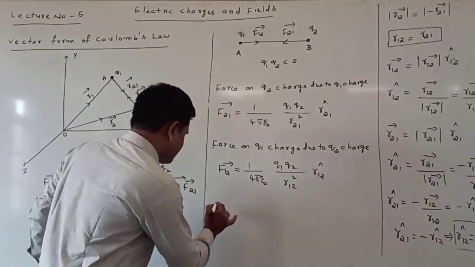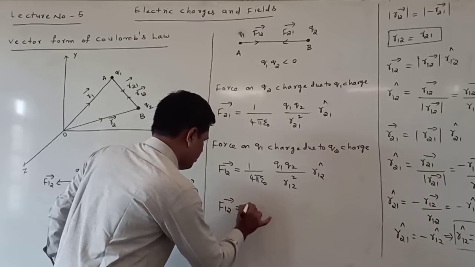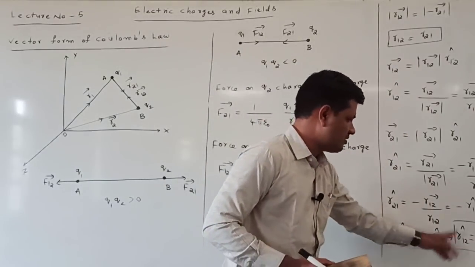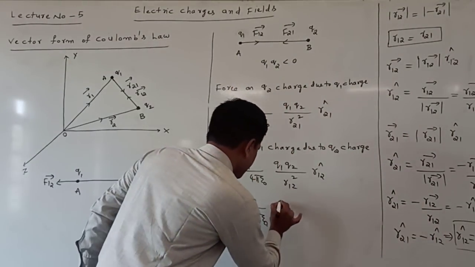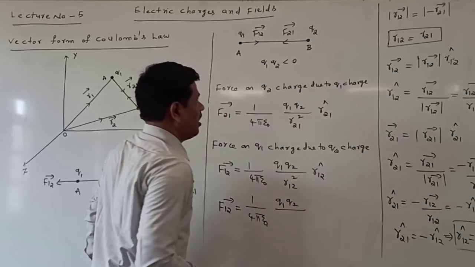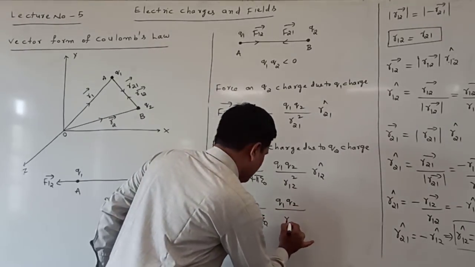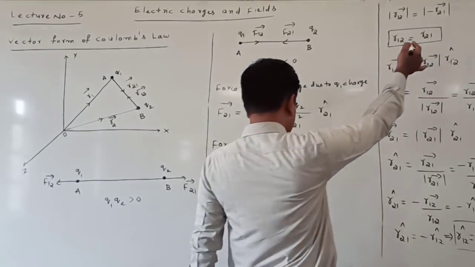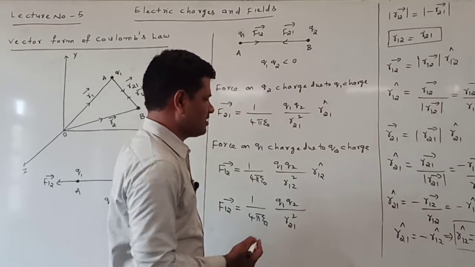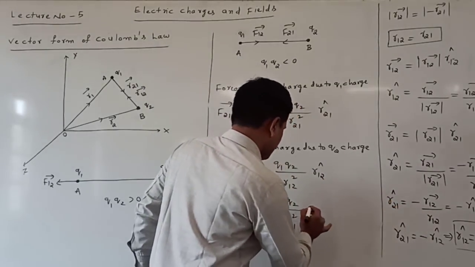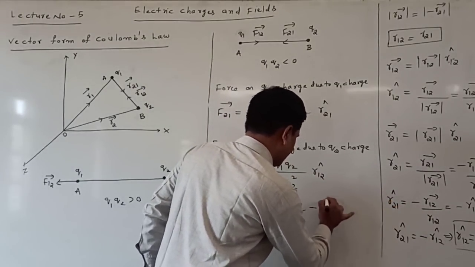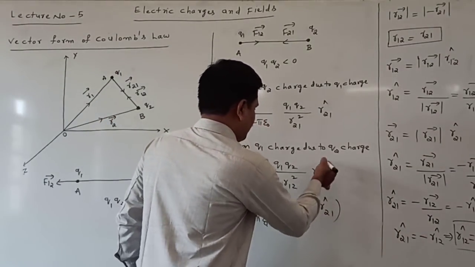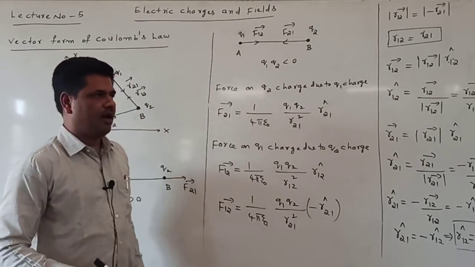Now this can be written as F12 bar is equal to 1 by 4 pi epsilon naught, using these two equations. Here what is here? q1 q2 by r12 square. r12 is equal to r21, so I am writing r12 square as r21 square, because r12 is equal to r21. Here r12 cap is equal to minus r21 cap. So minus r21 cap we can write like this. Now here r12 cap is equal to minus r21 cap.